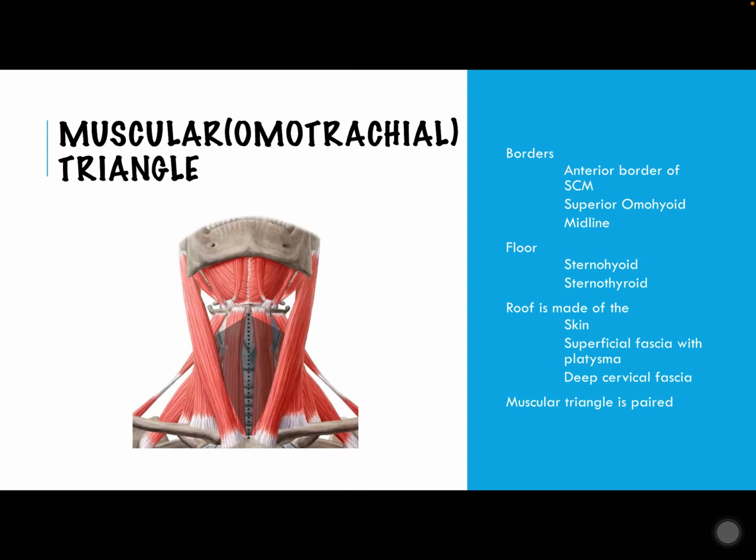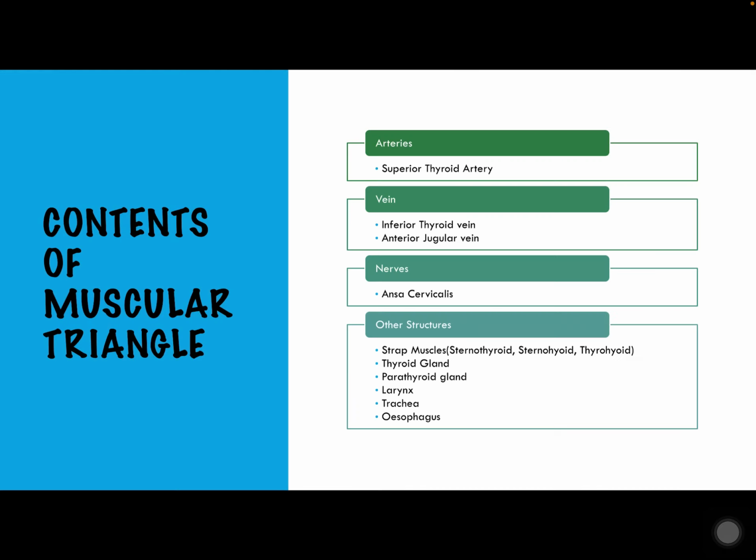Like the other triangles, this is also a paired triangle, which stays together with a common base. The contents of the muscular triangle are the superior thyroid artery, inferior thyroid vein, anterior jugular vein, ansa cervicalis, and other main structures such as the strap muscles, which include the sternothyroid muscle, sternohyoid muscle, and thyrohyoid muscle. It also contains the thyroid gland and parathyroid gland, larynx, trachea, and esophagus.